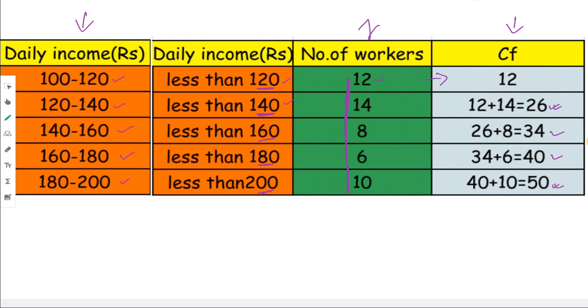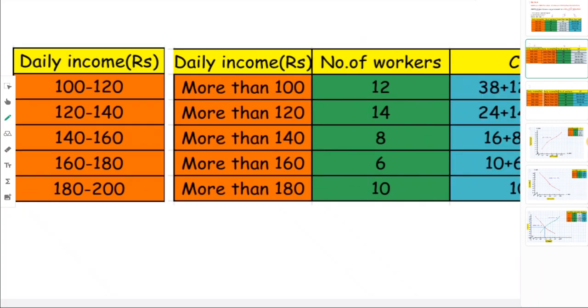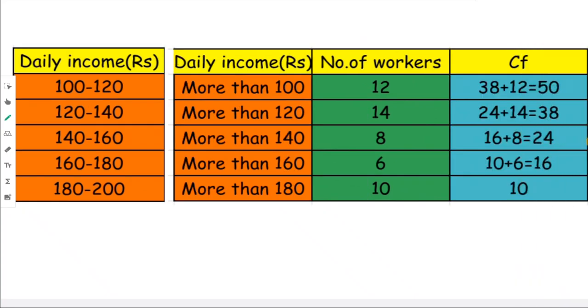All right, now let's do the more than type. How do we find the cumulative frequency? Once again, you don't need to write this. This is just for reference. Here you will take the lower class limit. That means 100, 120, 140, 160, and 180. How many of the workers are earning more than 100 rupees? Can you see that all of them are earning more than 100 rupees? So you add all of this, and that's how you get 50.